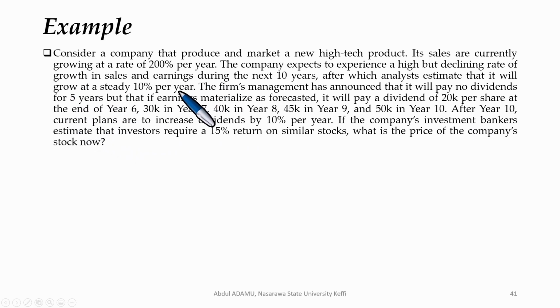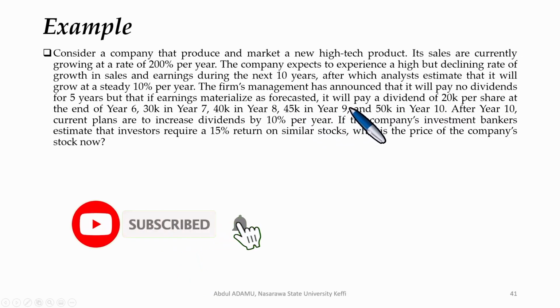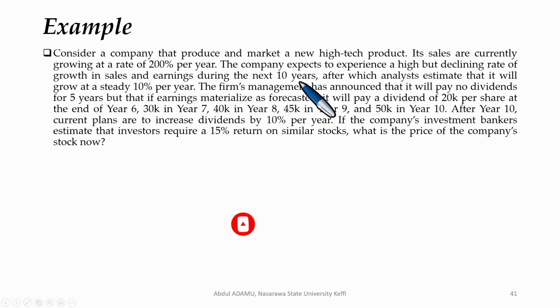The firm's management has announced that it will pay no dividends for 5 years. That is, in the first 5 years there won't be dividend. But if earnings materialize as forecasted, it will pay a dividend of 20 kobo per share at the end of year 6, 30 kobo in year 7, 40 kobo in year 8, 45 kobo in year 9, and 50 kobo in year 10. So starting from the 6th year, they'll start paying dividend. After the 10th year, current plans are to increase dividend by a constant rate of 10% per year.